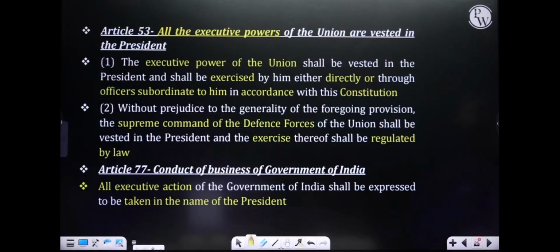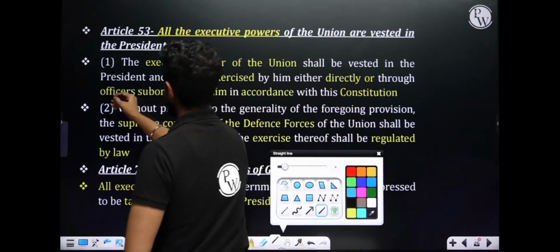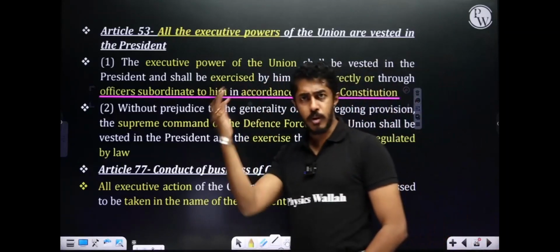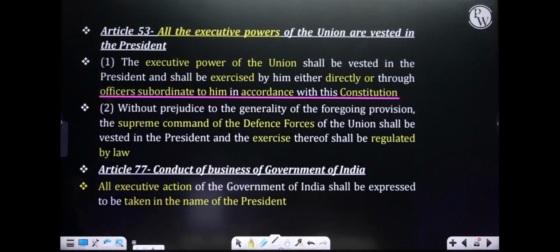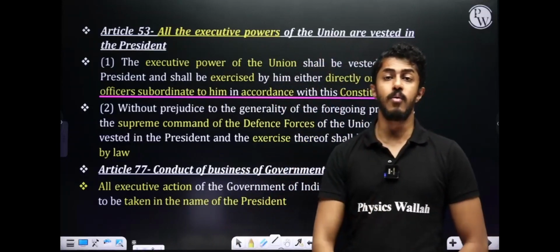Executive powers. Article 53. All executive powers of the Union are vested in the President. The executive power of the Union shall be vested in the President and shall be exercised by him either directly or through officers subordinate to him in accordance with the Constitution. That through you, through the Prime Minister, Council of Ministers, also same thing. Without prejudice to the generality of the foregoing provision, the supreme command of the defense forces of the Union shall be vested in the President, and the exercise thereof shall be regulated by law. That means he can declare war and stop a war also.